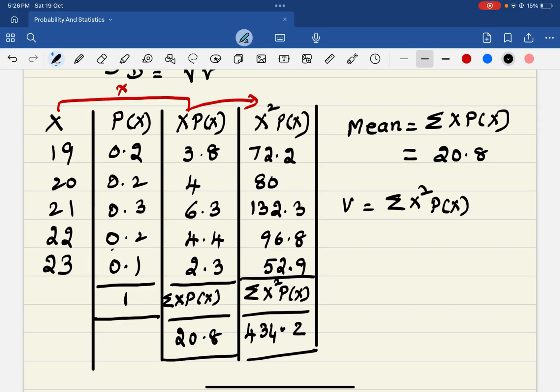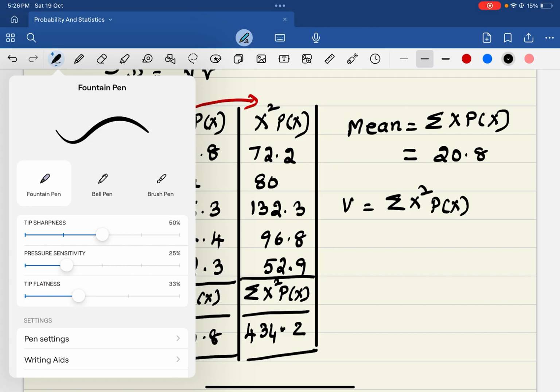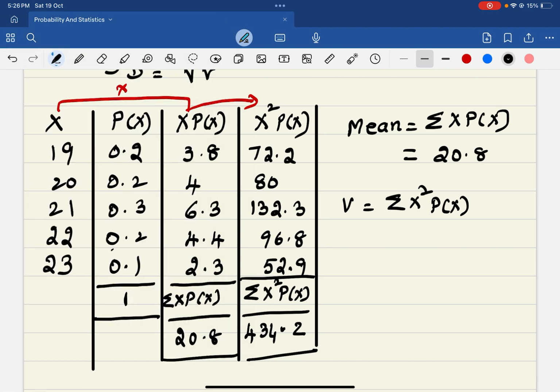Minus sigma x square p of x minus sigma of x p of x the whole square. Okay, the first term is sigma x square p of x, so let me write down this term as sigma x square p of x. Okay, please remember, and sigma x p of x means this one.